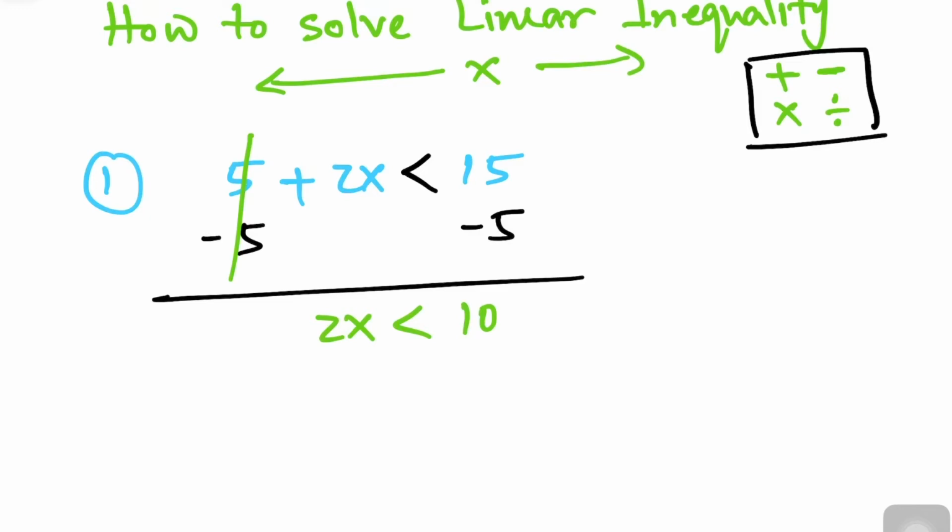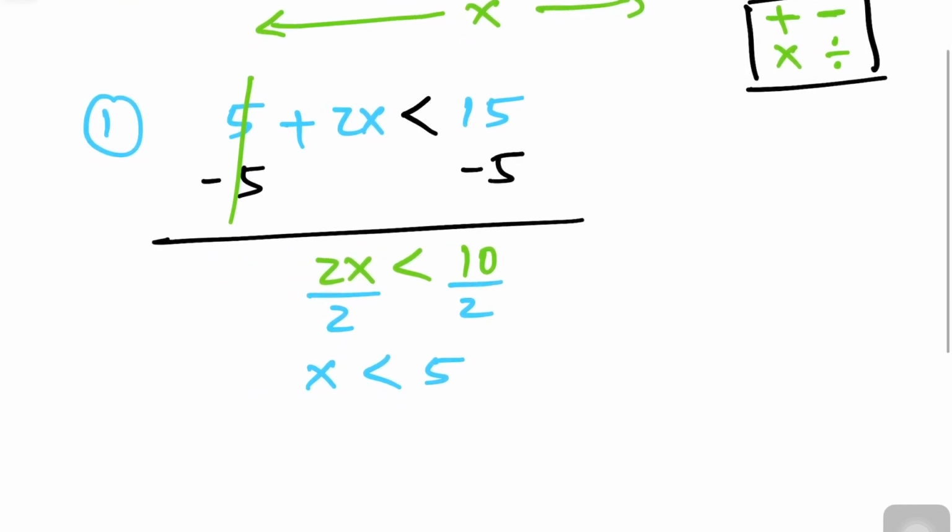So how can I get rid of that 2? Remember, now we have multiplication, we are going to divide. So we are going to divide both sides by 2. So x will be less than 5.